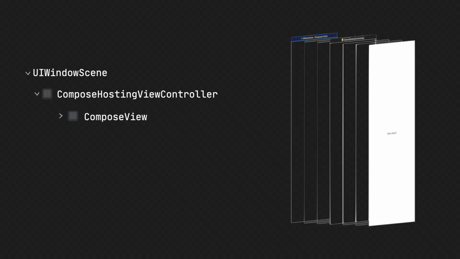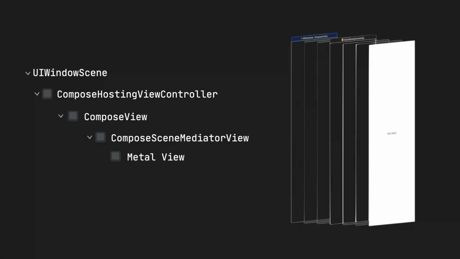There's one subview which is specific to Compose, and then you have something called a Compose scene, which acts as a mediator. It acts as a bridge. And then you have a metal view, which is doing drawing and redrawing, which we'll look at. So let's start from the top and look at how this works. Where is this root view controller getting added? It's added in the app delegate.